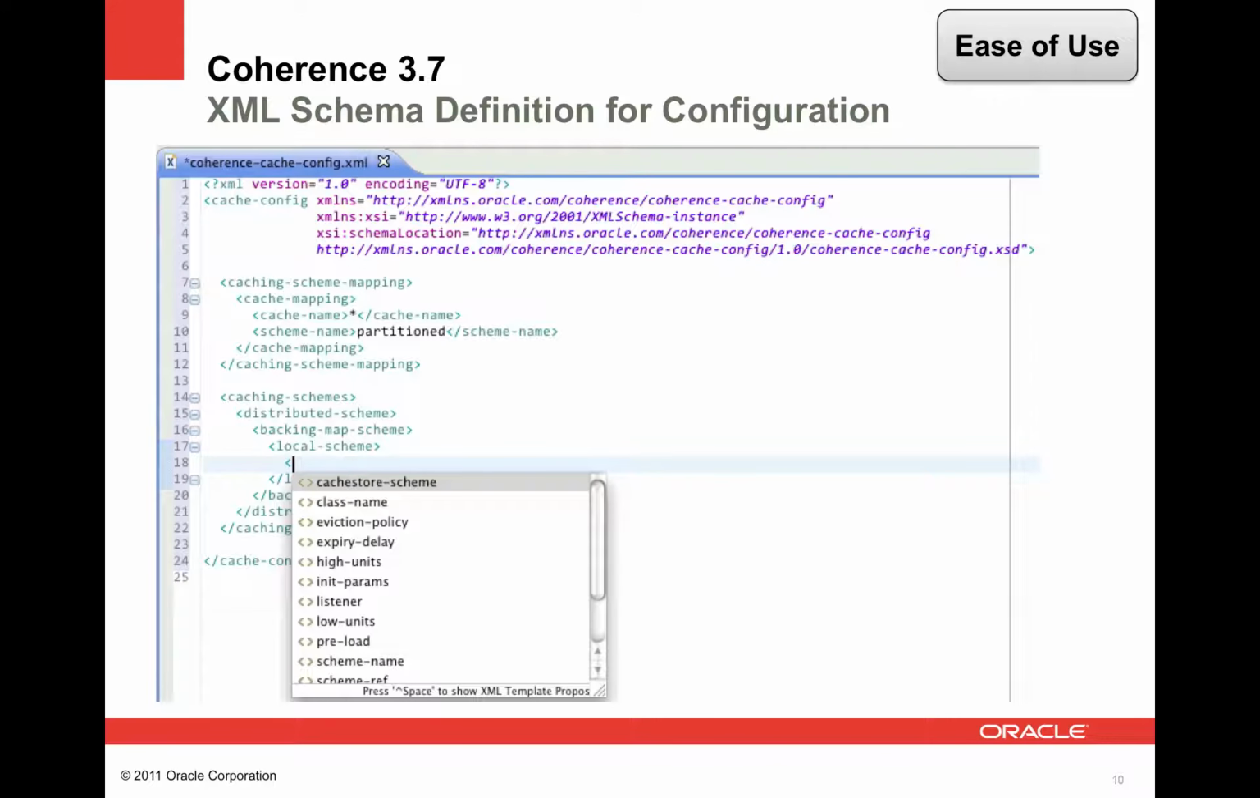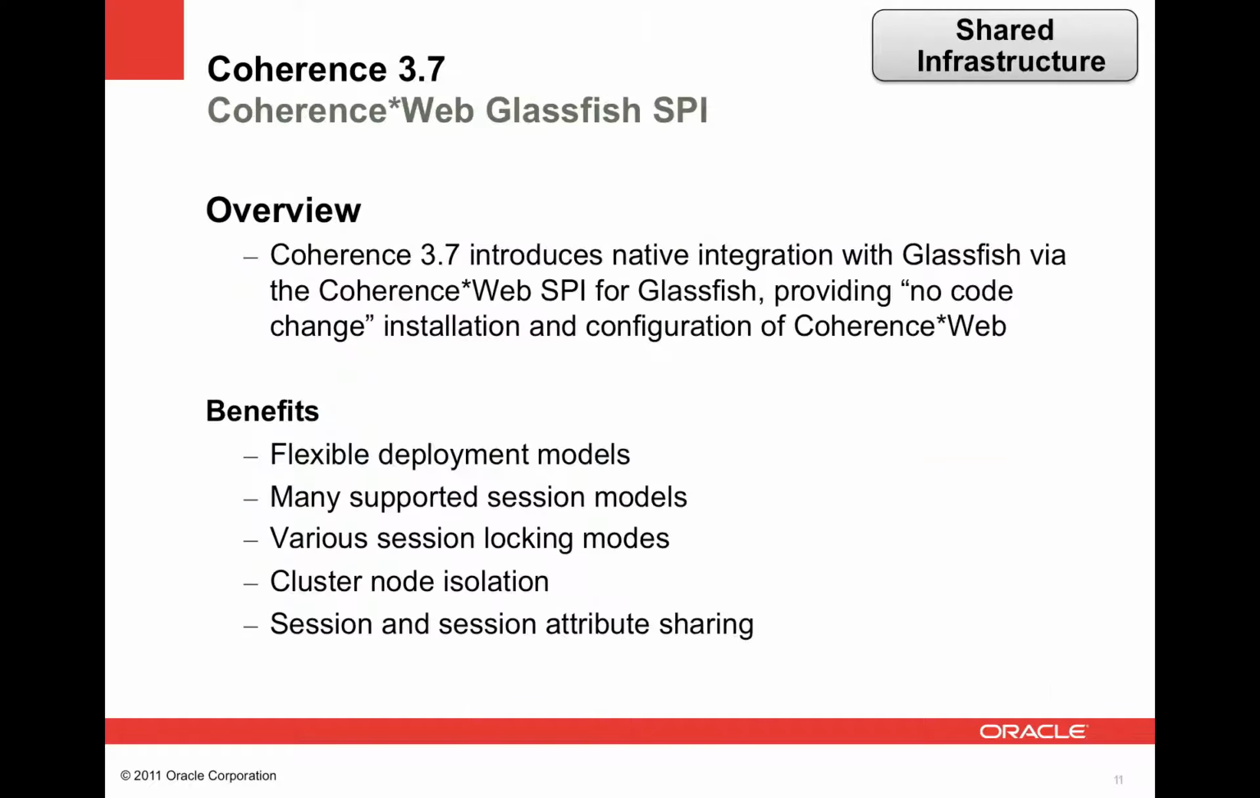Here's a little screenshot of the XSD in action within an IDE, doing autocomplete and showing you the available options for XML elements that are children of local scheme elements. With the release of Glassfish 3.1, in conjunction with Coherence 3.7, we now introduce a native integration with Glassfish via the Coherence Web Glassfish SPI, allowing for no code change installation and configuration of Coherence Web on Glassfish. All the same benefits that you're used to with Coherence Web, including flexible deployment models, many supported session models, various session locking modes, cluster node isolation, session and session attribute sharing.